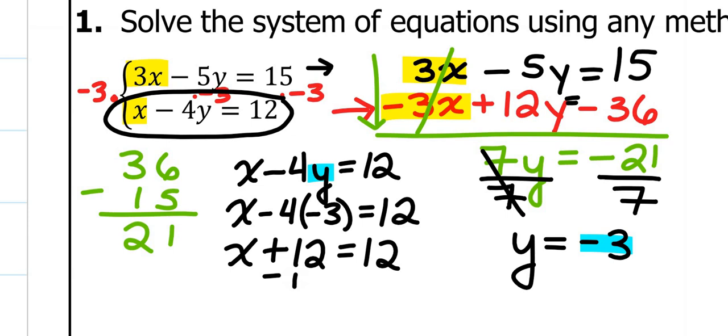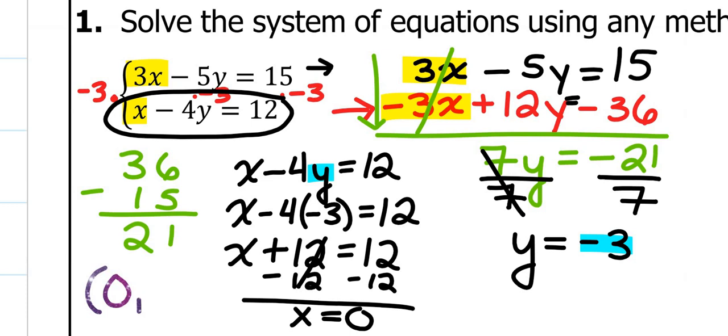Subtract 12 from both sides. Those cancel. And now I have x equals 0. So my x value is 0 and my y value is negative 3. So the answer here is 0, comma, negative 3. This is using elimination. Now let me show you how you would do it using substitution.